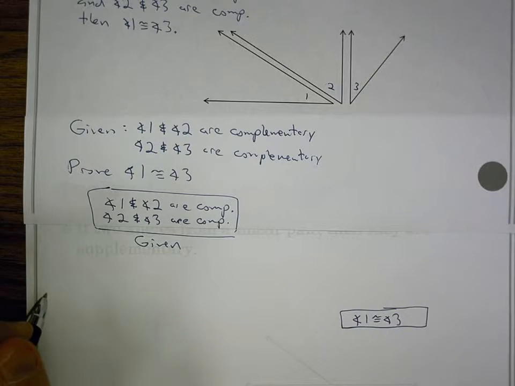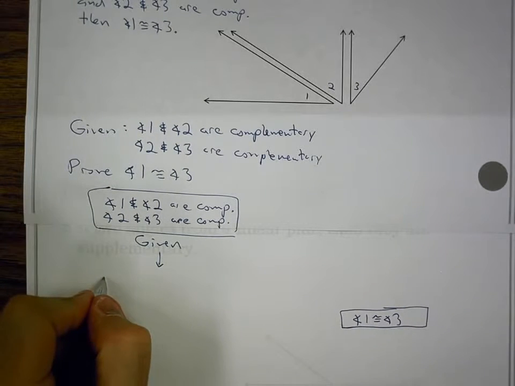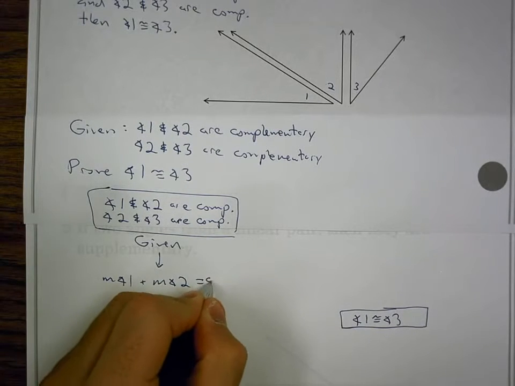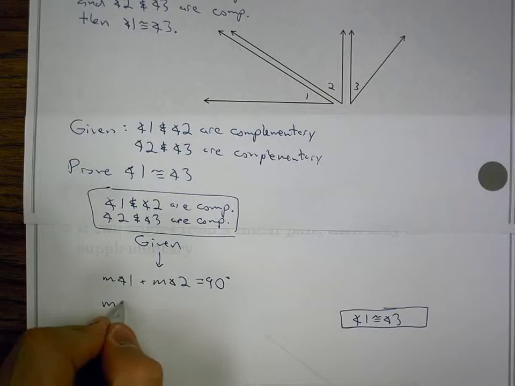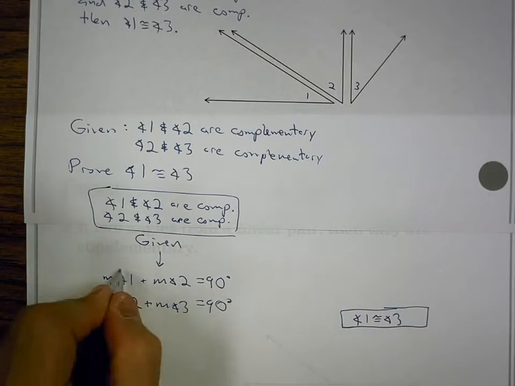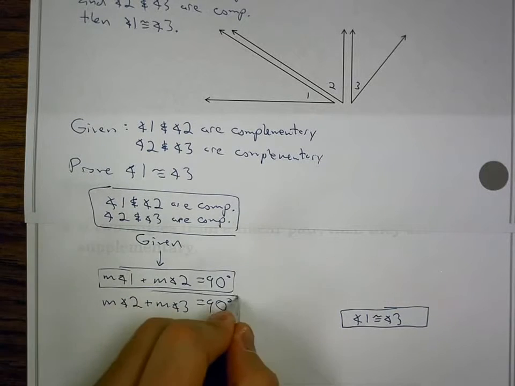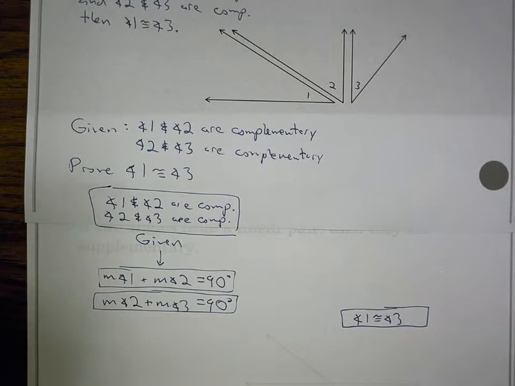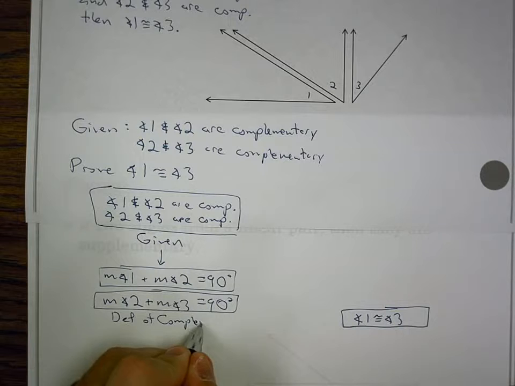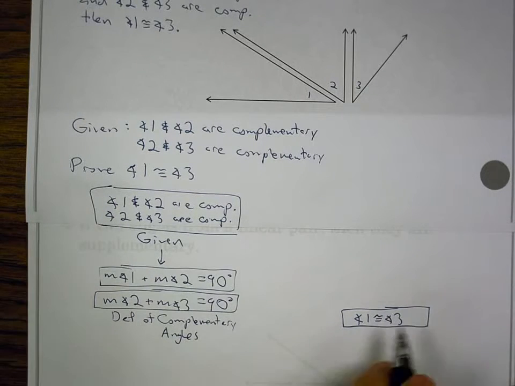First thing I would start with is, well, they're complementary. What does that mean? That means that the measure of angle 1 plus the measure of angle 2 equals 90 degrees, and the measure of angle 2 plus the measure of angle 3 equals 90 degrees. And that goes back to if I asked you, what are complementary angles, you would hopefully tell me this. So that is our definition of complementary angles. Okay, and we want to get here.